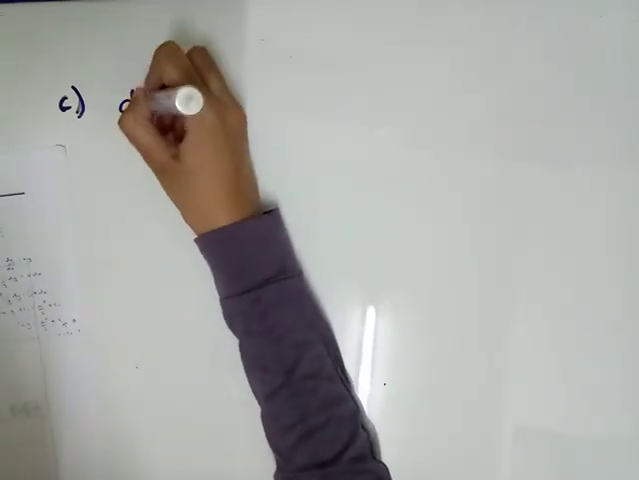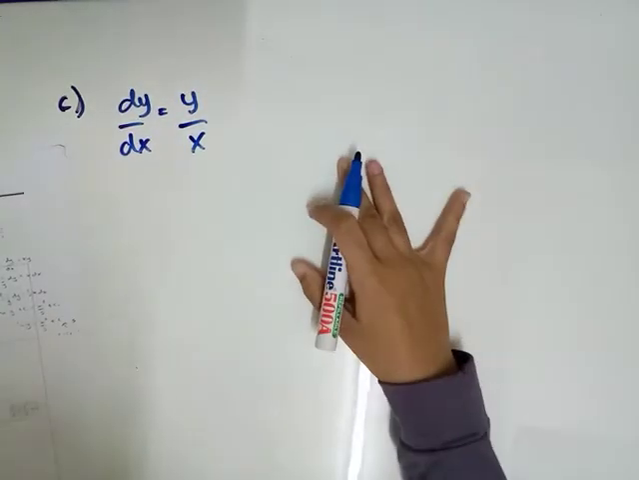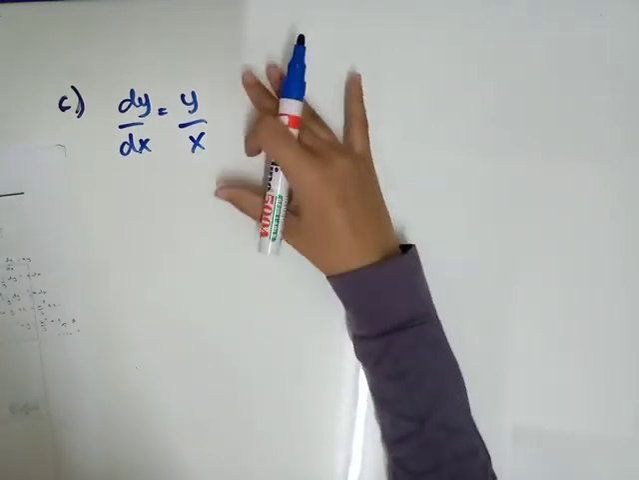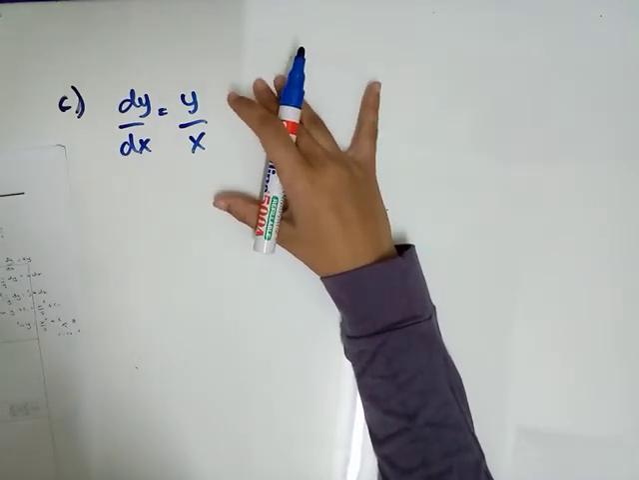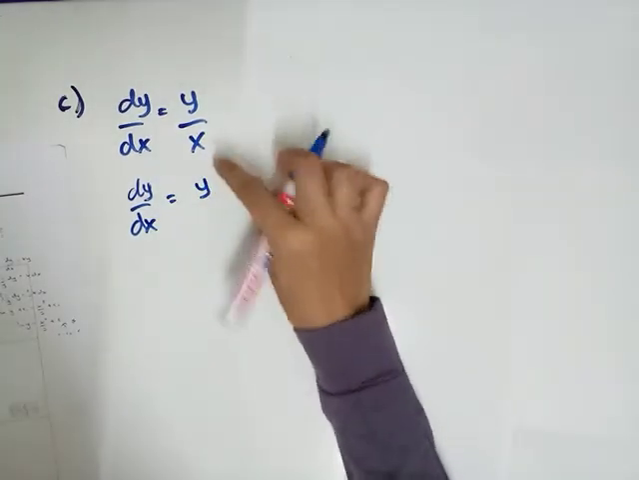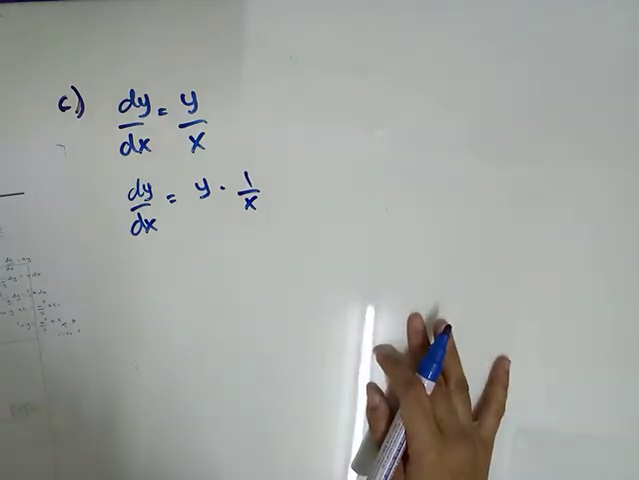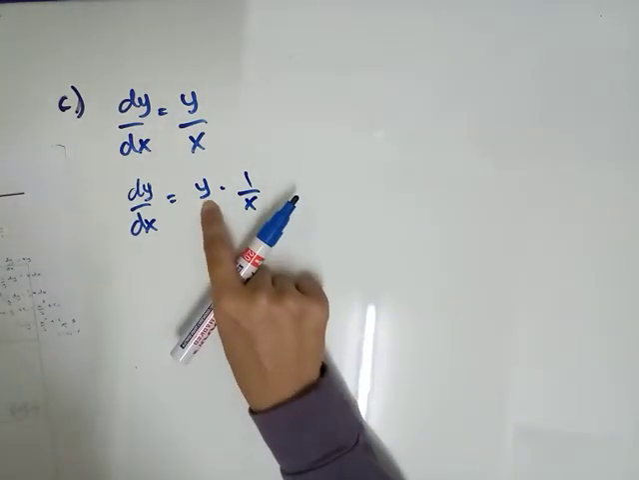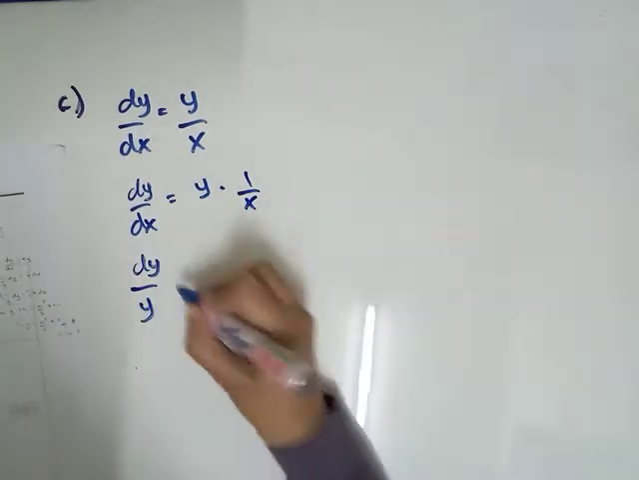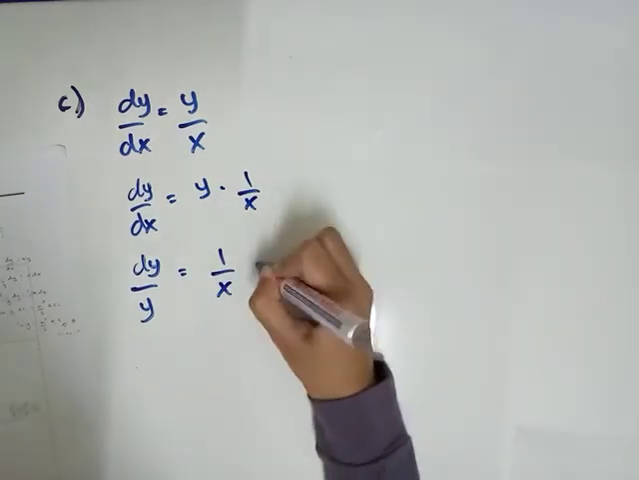We have dy over dx equals y over x. So we need to do separable variables here. dy over dx equals y, x ni it means 1 over x, right? And then y move to the left, it will become divide, and then dx move to the right, it will become multiply. 1 over x dx.